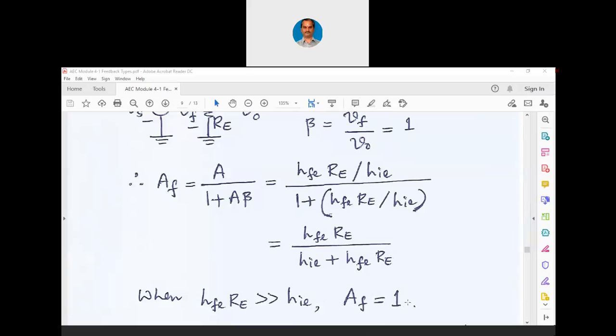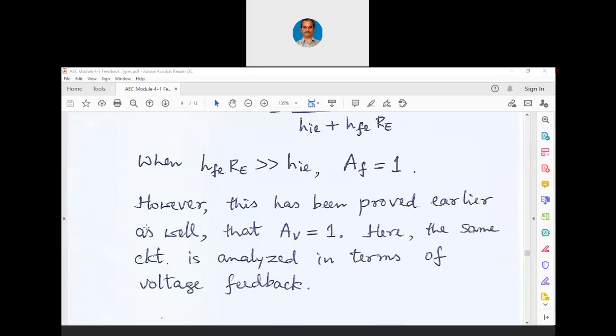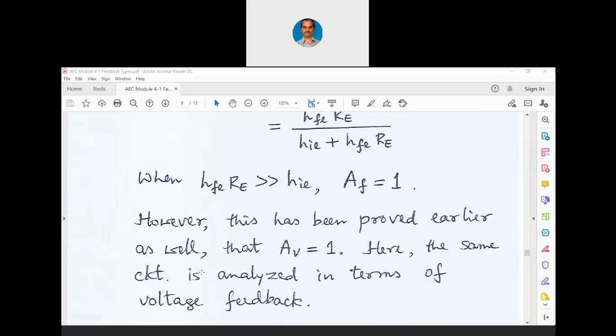Actually, it cannot change that way, right? The only thing is we try to analyze the emitter follower circuit with the angle of negative feedback. This has been proved earlier as well, that Av equals 1. Here the same circuit is analyzed in terms of voltage feedback. That's all. So, we have seen two examples of voltage series negative feedback.